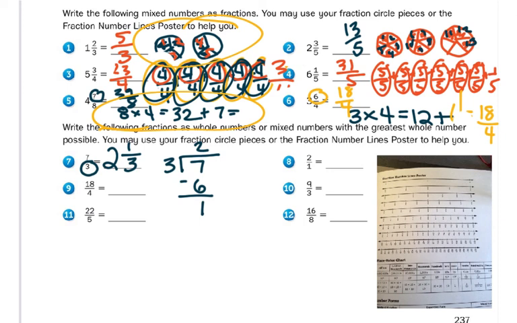Number 8, how many ones are there in 2? There's 2, and it divides evenly. So 2 over 1 is the same thing as 2 whole.